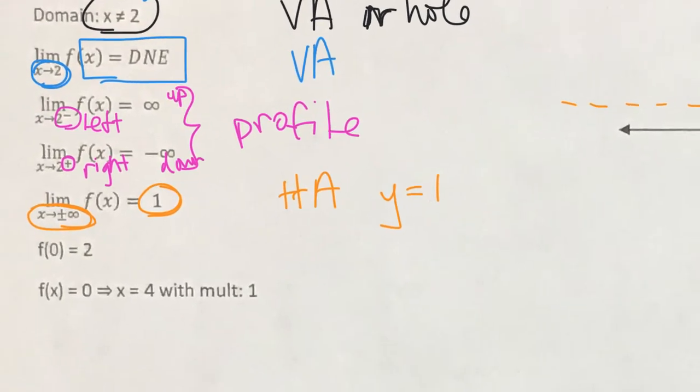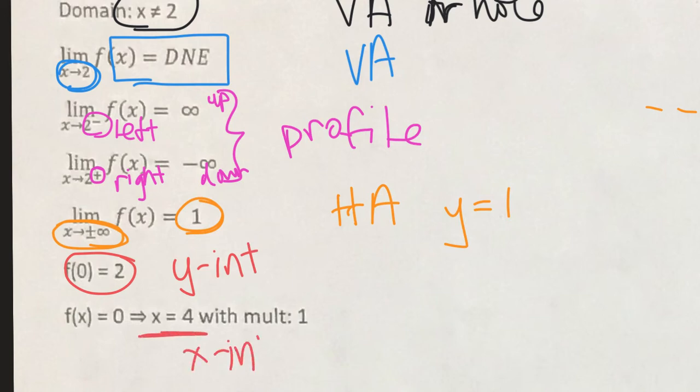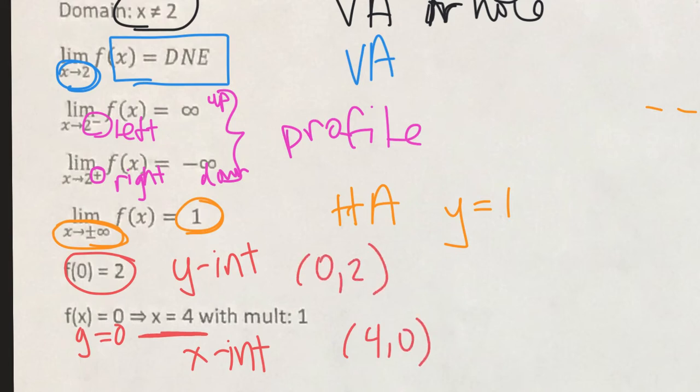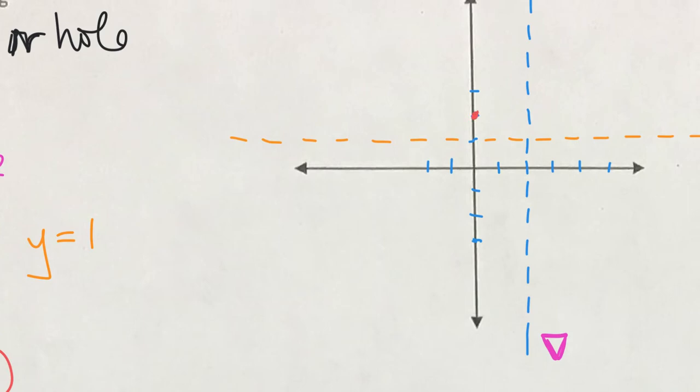Two more attributes. Our f of 0, that's talking about the y-intercept. When x is 0, what is the y value? So it's positive 2. And then this bottom one is talking about your x-intercept. When your y value is 0, what is your x value? So we have a (4, 0) x-intercept, and we have a (0, 2) y-intercept. So we can plot these on our graph as well. So (0, 2) is right here, and (4, 0) is right there.